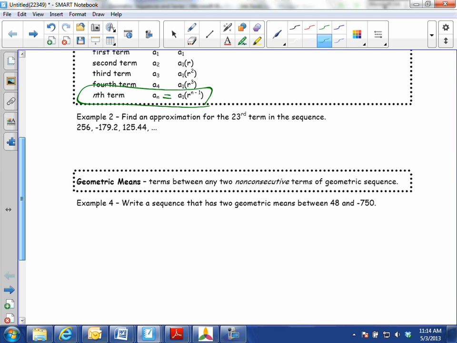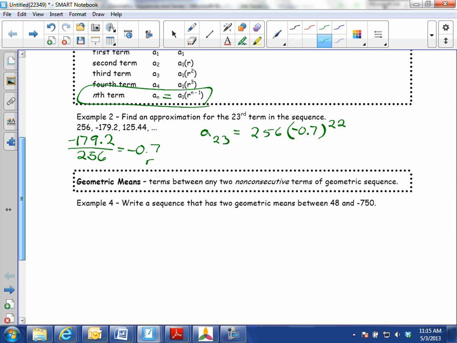Take the second term divided by the first term. What would we get? Negative 0.7. Negative 0.7 would be our r. So then we just plug into our formula. A sub n, so we're saying A sub 23, the 23rd term, is equal to A sub 1, the first term, 256, times the common ratio, negative 0.7, to the n minus 1. Well, n is 23, so 23 minus 1 is 22.